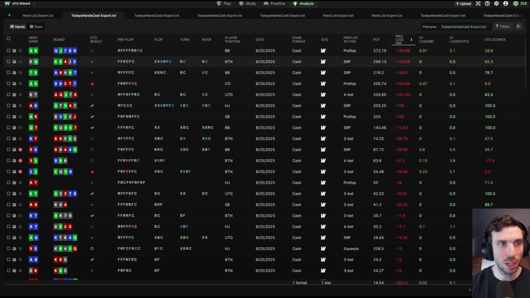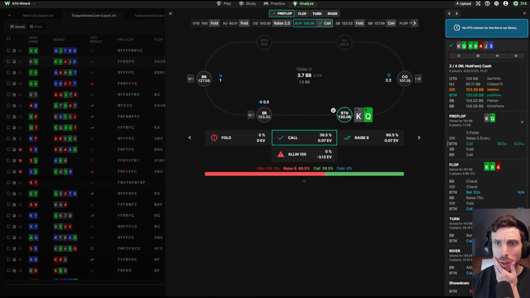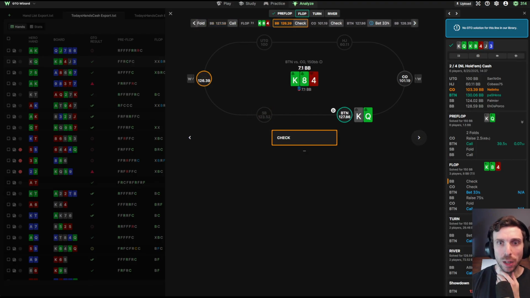So we take a look here. King-queen offsuit. Let's take a look at this hand. Button versus cutoff. I decide to flat versus a cutoff raise. Big blind calls. So this is 3-handed. This is why we didn't see this pop up in Wizard. Naturally, Wizard doesn't have the 3-handed solutions available to compare to my hand history, so it will mark it as a no solution, and I can't review it.